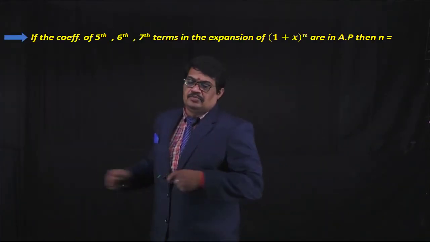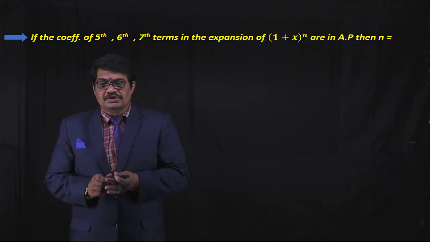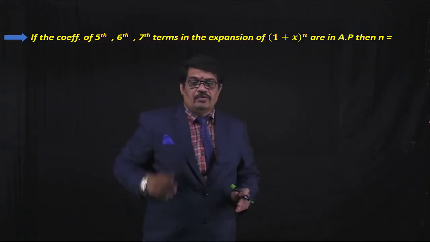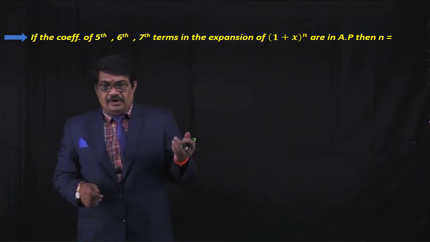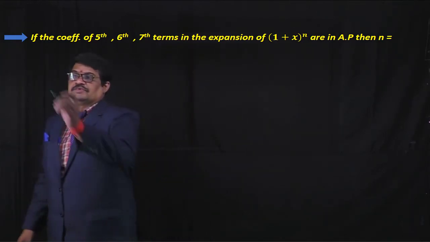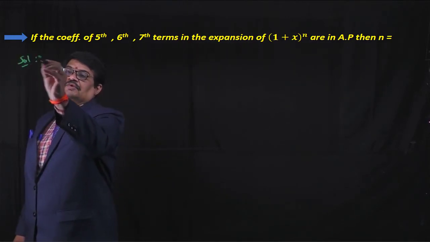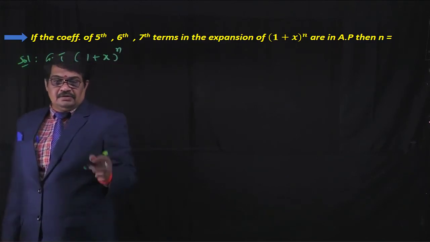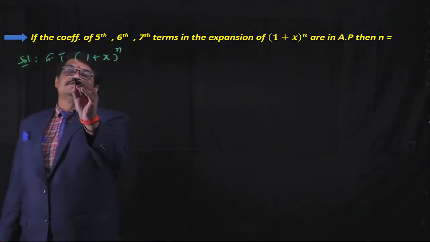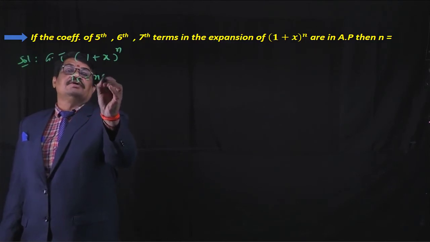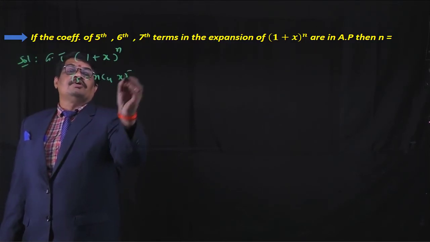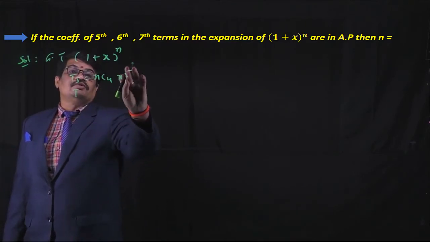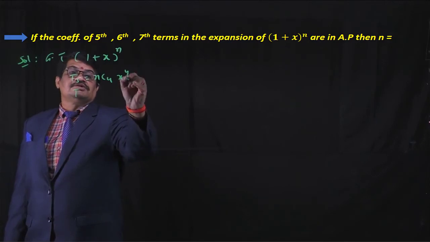Okay, see the problem. If the coefficients of the 5th, 6th, 7th terms in the expansion of (1 + x)ⁿ are in AP, then what is the value of n? Okay, see the solution. The given expression is (1 + x)ⁿ. In that, the fifth term T5 is nC4 x⁴.